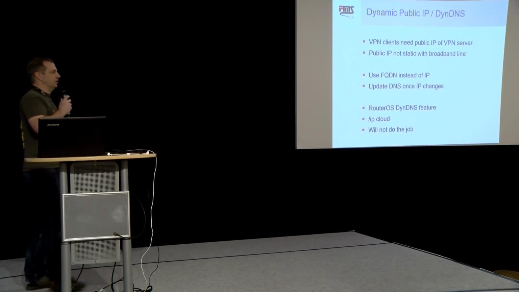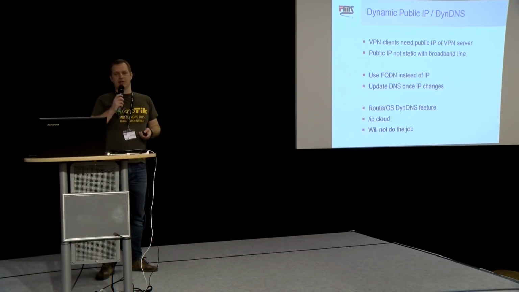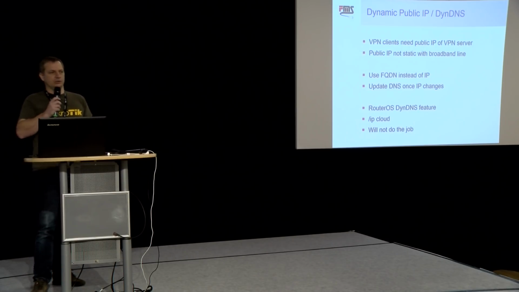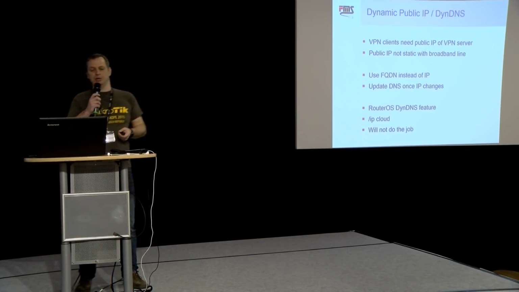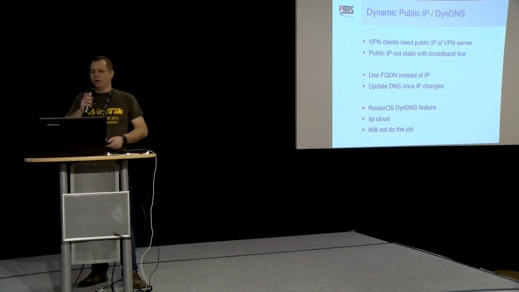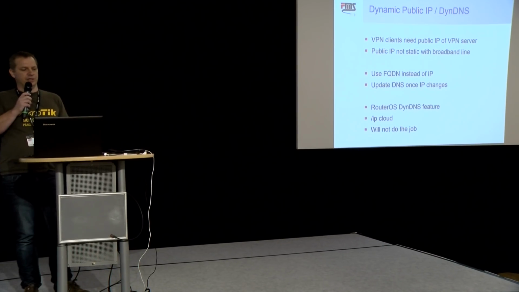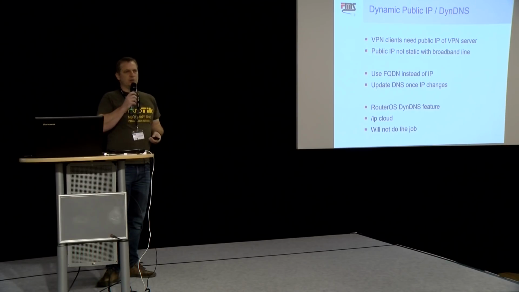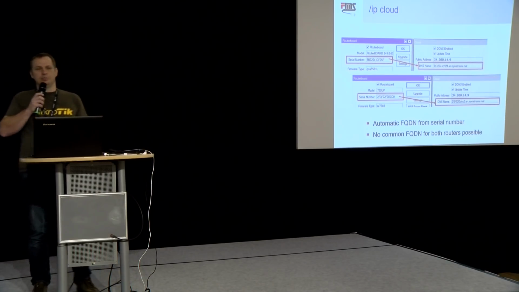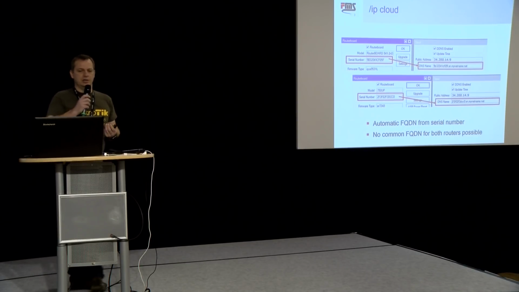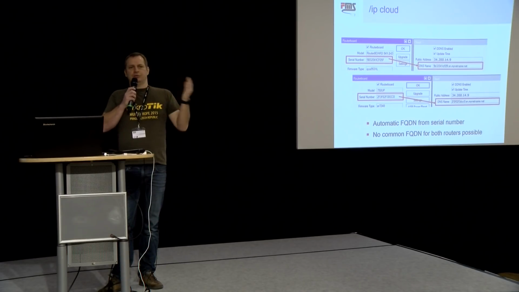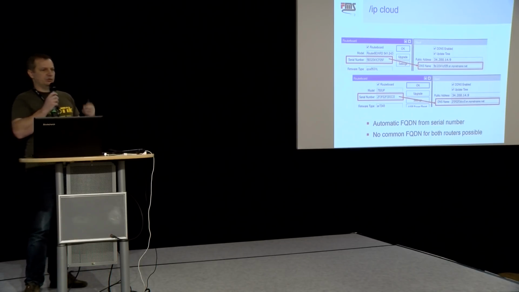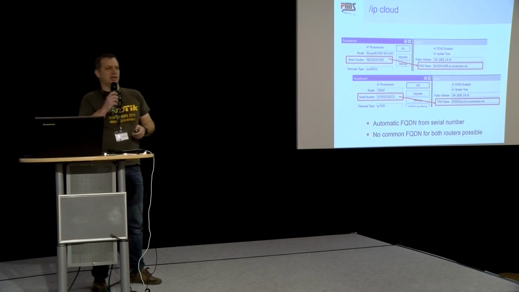To have your VPN operating with dynamic addresses, you have to take care of the dynamic IP address, and your VPN clients have to know it. So the idea here usually is to use an FQDN, a fully qualified domain name, and not an IP address for your clients. And you update DNS once the IP address changes. RouterOS has an integrated DNS facility called IP Cloud, but it's not going to do the job in this case, as IP Cloud will set up the DNS name automatically based on the serial number. And as we have two different routers with two different serial numbers, this will result in two different domain names, so we do not have this common FQDN to set within our VPN clients.